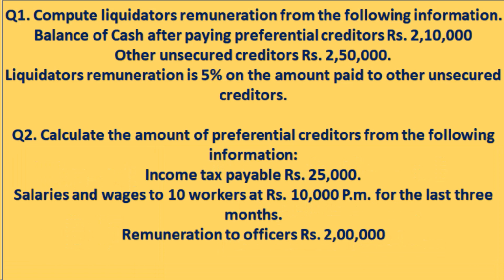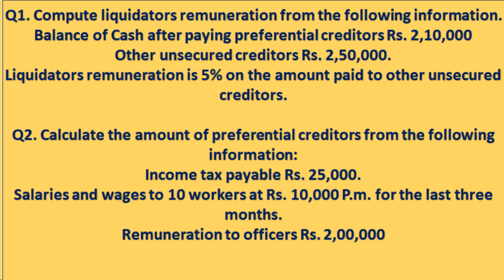Compute liquidators remuneration from the following information. Balance of cash after paying preferential creditors is 2,10,000 and other unsecured creditors are 2,50,000. Liquidators remuneration is 5% on the amount paid to the other unsecured creditors.